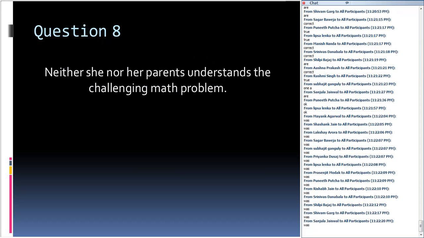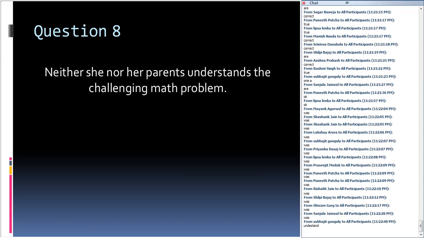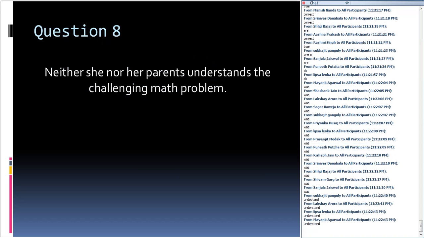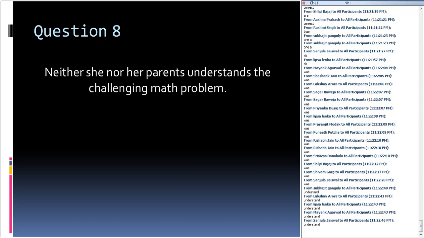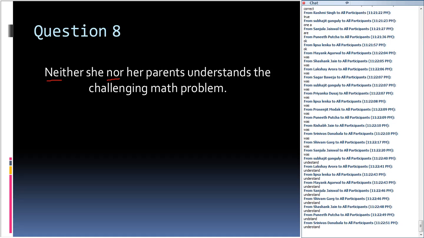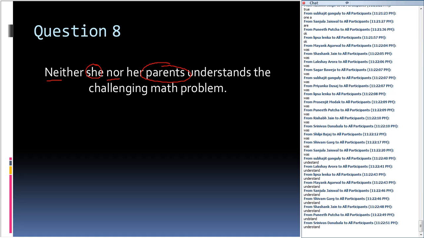Neither she nor her parents understands the challenging math problem. Okay. Neither-nor, you have two subjects, one is singular, one is plural, and the verb is closer to the subject which is plural. So the verb has to be plural. So you have to use understand and not understands.